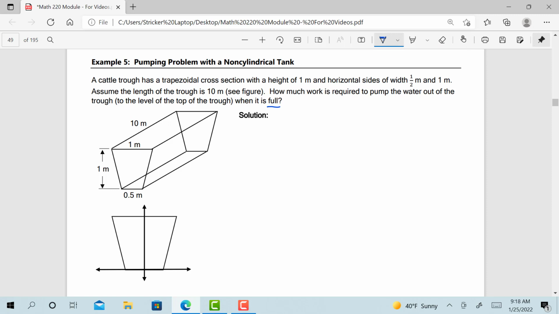And the way we want to think about this is similar to the chain problem we did in the last video, where there's this full chain, but we thought about it as a small piece of the chain and how much work it takes to pull up each little small piece of the chain. But in this case, we're going to think about it as a thin layer of water. So we have this full trough. This trough is full of water. But if we take a very thin layer of the trough, and we talk about how much work is required to pump that thin layer of water.